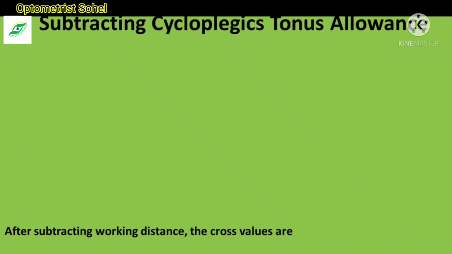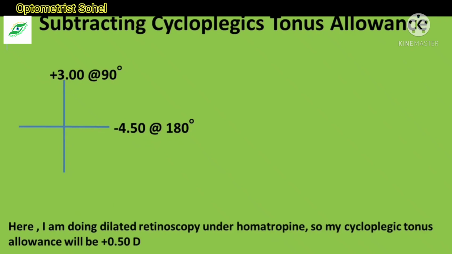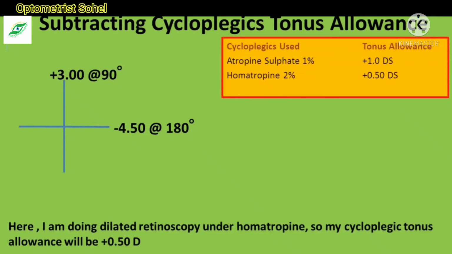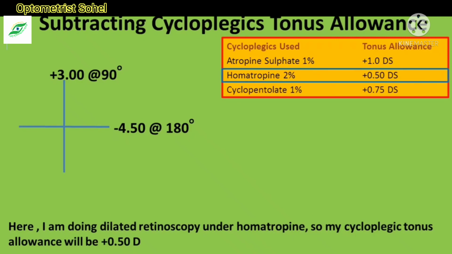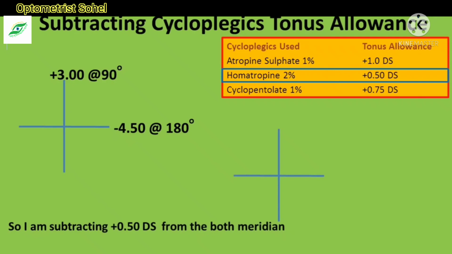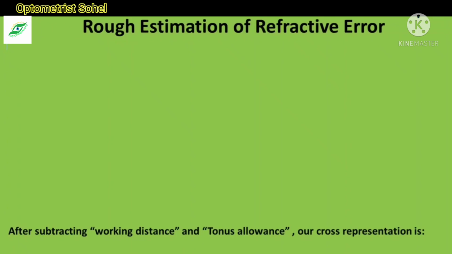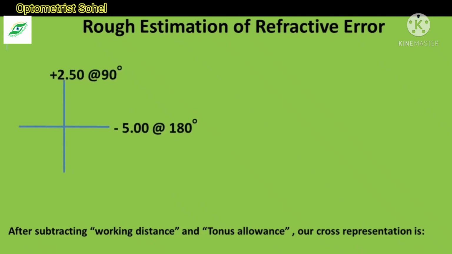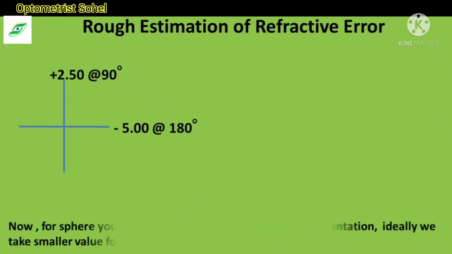Subtracting cycloplegic tonus allowance. After subtracting working distance, the cross values are +3 at 90 degrees, -4.5 at 180 degrees. Here I am doing dilated retinoscopy under homatropine, so my cycloplegic tonus allowance will be +0.5. So I am subtracting +0.5 from both meridians. Rough estimation of refractive error. After subtracting working distance and tonus allowance, our cross representation is +2.5 at 90, -5 at 180 degrees.